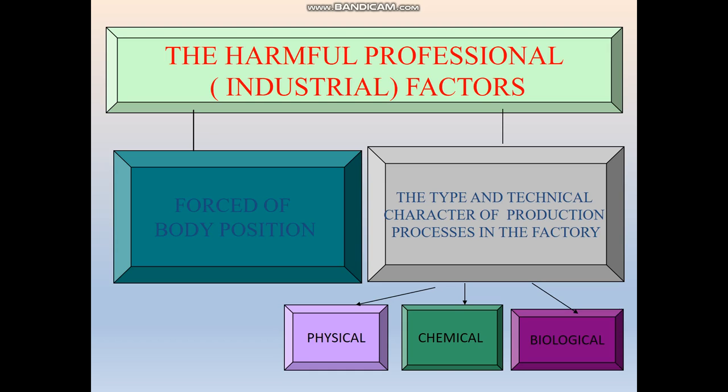Chemical harmful professional factors include some substances of a biological nature, for example antibiotics, vitamins, hormones, protein preparations, and chemical synthesis, and for this control, methods of chemical analysis are used. Biological factors include pathogenic microorganisms, microorganism producers, living cells and spores found in some preparations.